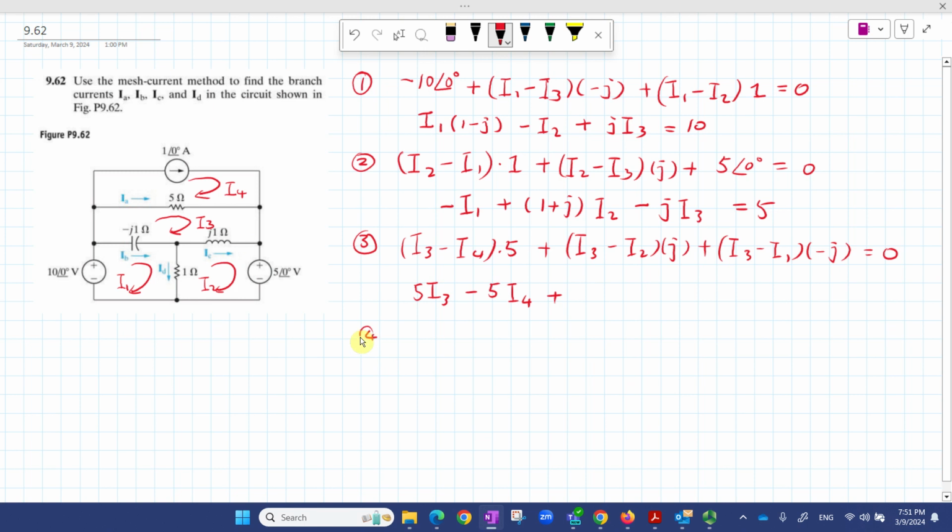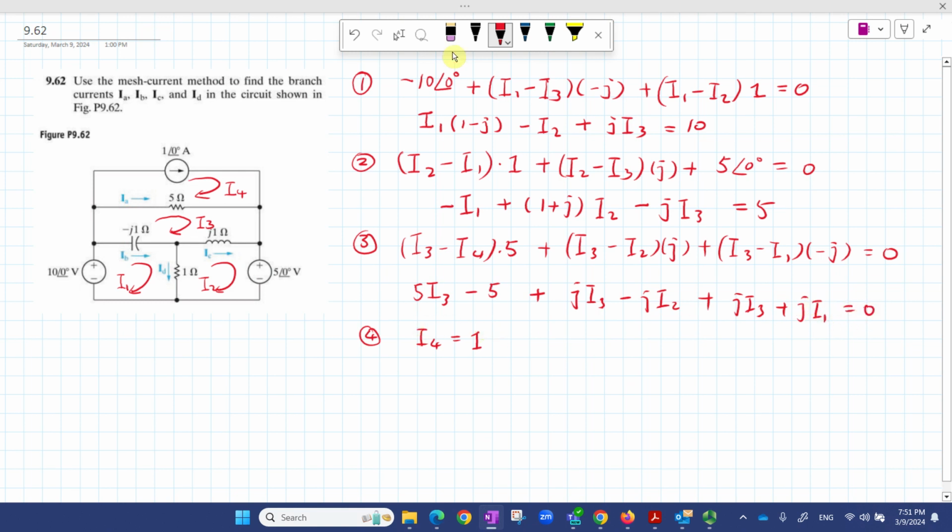So the last loop actually just gives you one thing, which is I4 equals 1, because that's the 1 amp going this way. So we can replace that with a 1 here. So we're going to plus J I3 minus J I2 and plus J I3 and plus J I1 equal to 0.